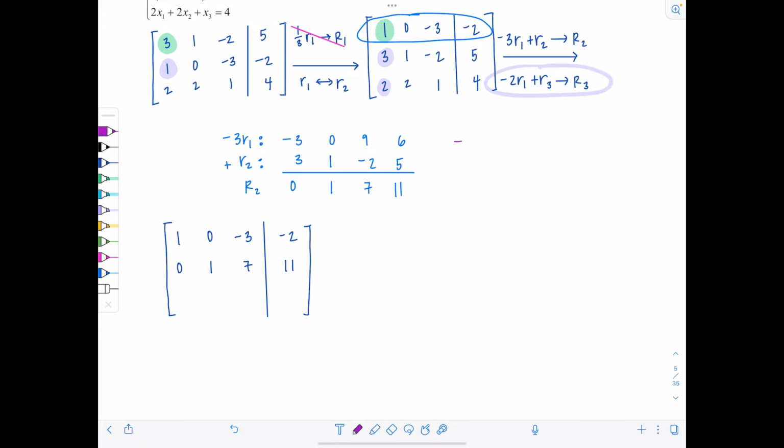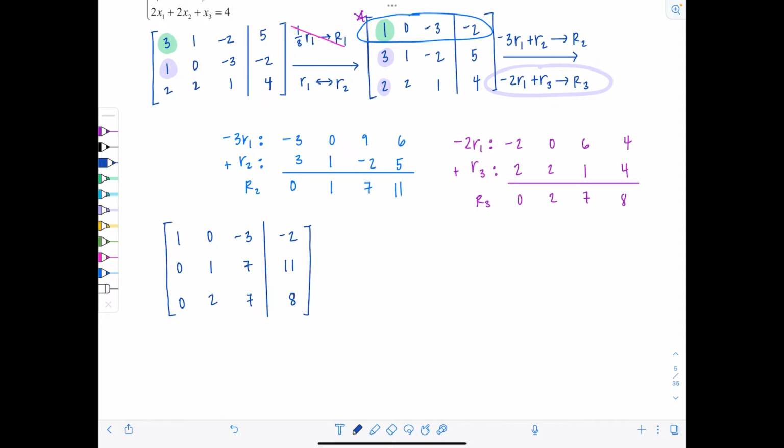So -2 times row 1. We're using this row 1. So -2, 0, 6, 4. Add it to row 3, which is 2, 2, 1, 4. Add that up, and that's your new row 3. 0, 2, 7, 8. Okay, here we go. 0, 2, 7, 8.